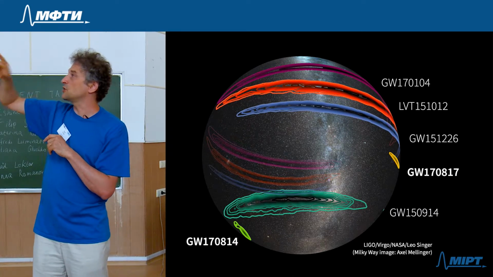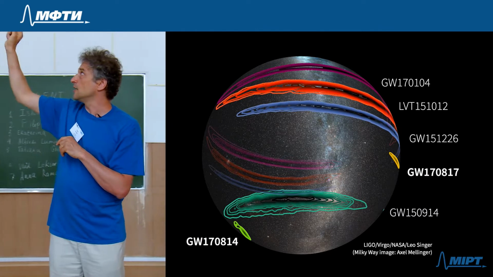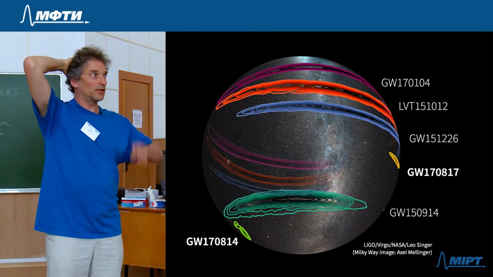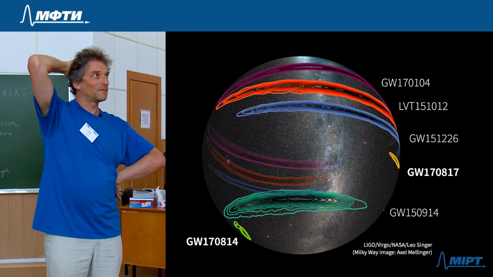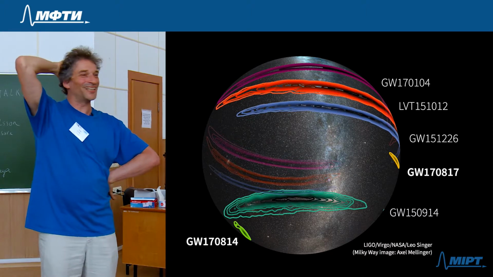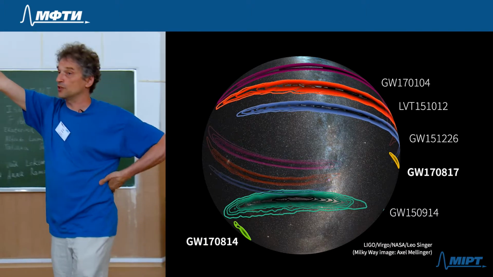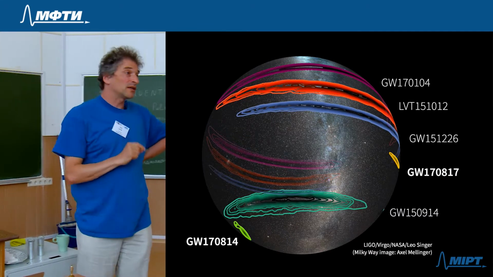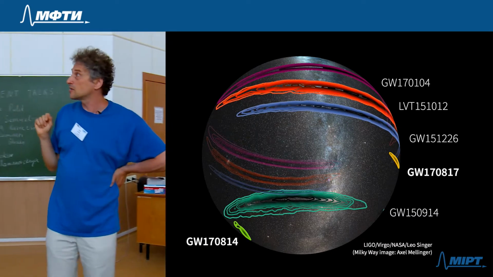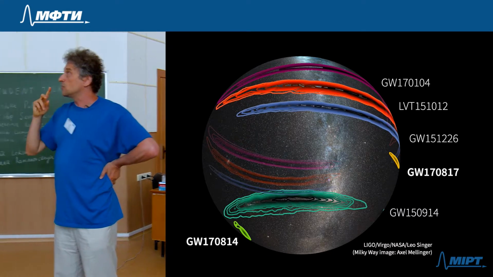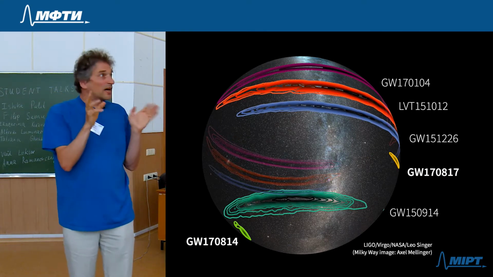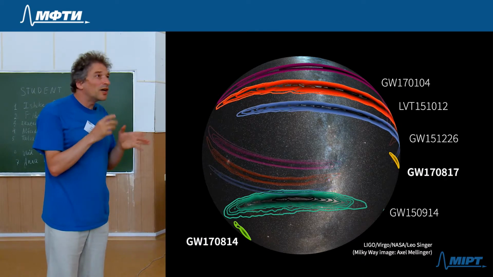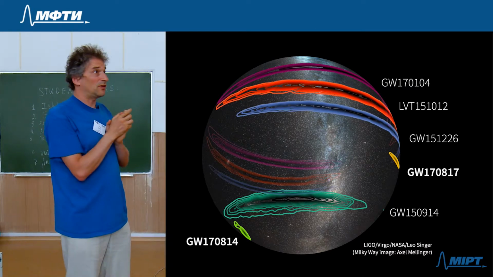Now, why do you think GW170814 and GW170817 are different? Why are they so well localized? Yes, because Virgo is running. So GW170814 is the first detection that Virgo took part in, so 14th of August 2017. And you can see Virgo doesn't have as high sensitivity as LIGO, maybe a factor of 2.5 worse than the sensitivity of LIGO.